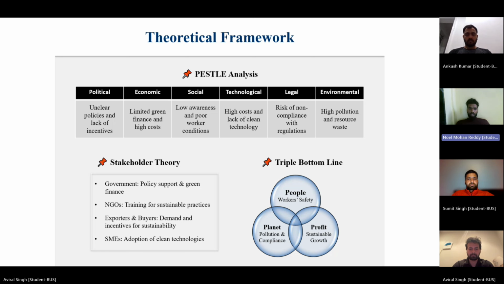Technological. There is limited access to updated and affordable clean technology for SMEs. Legal. International trade laws are evolving rapidly. Compliance is no longer optional. Environmental. Pollution from textile hubs is under scrutiny. Failure to reform could result in trade bans.